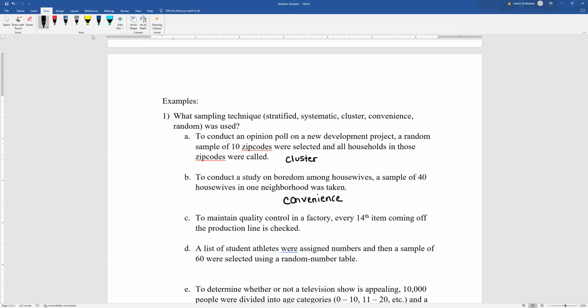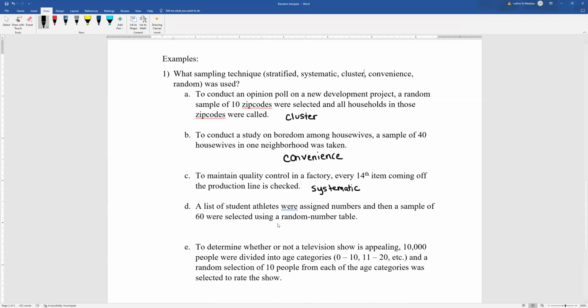To maintain quality control in a factory, every 14th item coming off the production line is checked. So that's going to be systematic. They're going to start with a specific one, and then every 14th one after that is checked for quality. A list of student athletes were assigned numbers, and then a sample of 60 were selected using a random number table. So that is just the basic, that's supposed to say simple random sample up here. Sorry, my symbol got deleted. So this is a simple random sample.